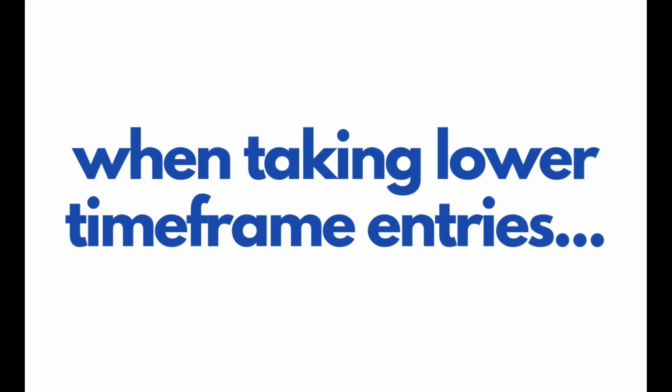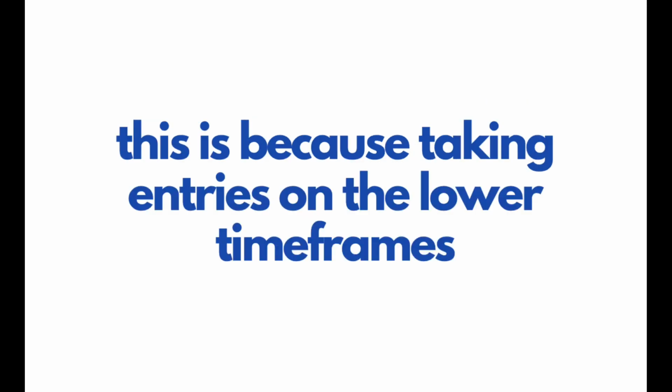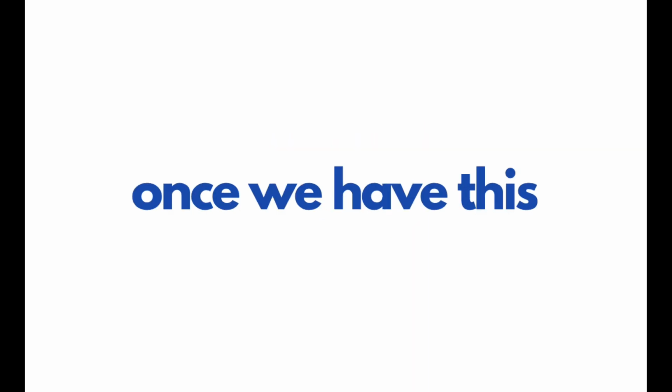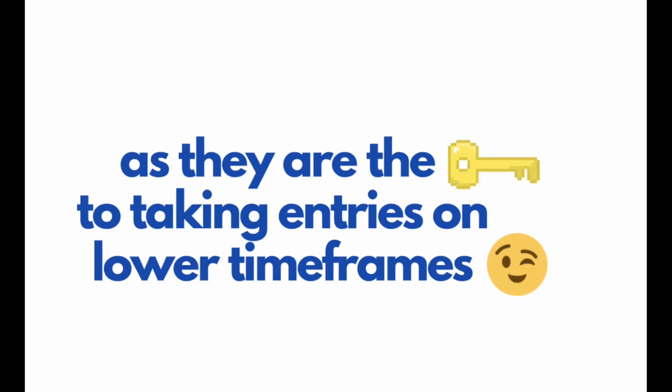When taking lower time frame entries, we ideally want price to be trending in a certain direction. This is because taking entries on the lower time frames relies on the higher time frame being in your direction. Once we have this, then we can have more confidence in lower time frame structure breaks, as they are the key to taking entries on the lower time frame.